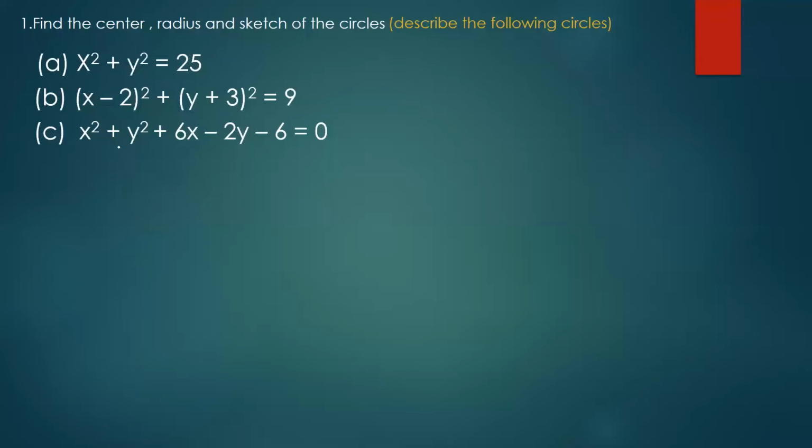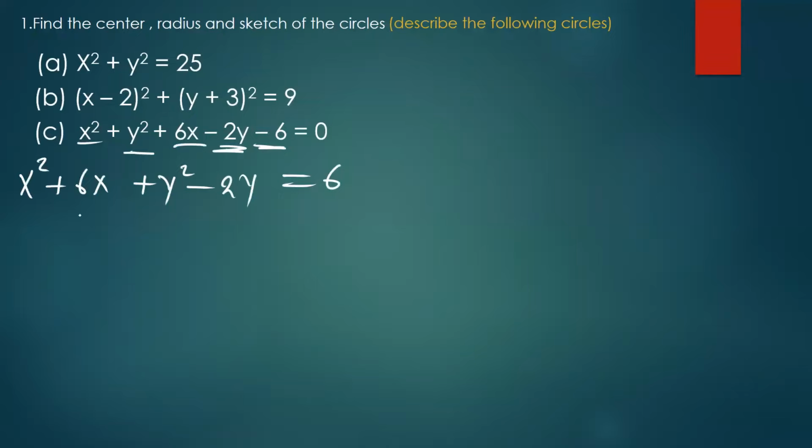So first of all, we put the like terms together. I'll put those terms with x together, so we have this and that. Then we also have y squared there, so I'll say plus y squared, then minus 2y like that. And I'll take this -6 to the other side of the equal sign to become +6. After doing this, I'll now begin to complete the square of these two here.